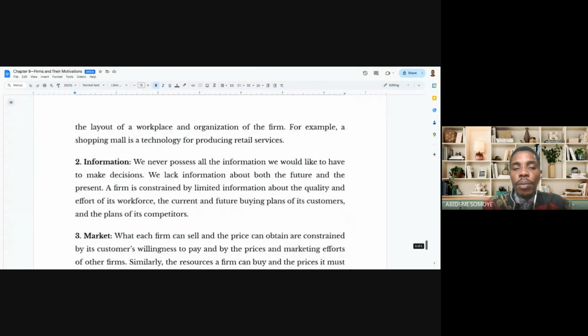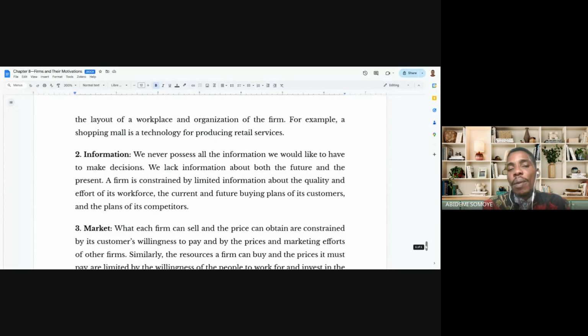Okay, information. We never possess all the information we would like to have to make decisions. We lack information about the future and the present. The firm is constrained by limited information about the quality and the effort of its workforce, the current and future buying plans of its customers, and the plans of its competitors.